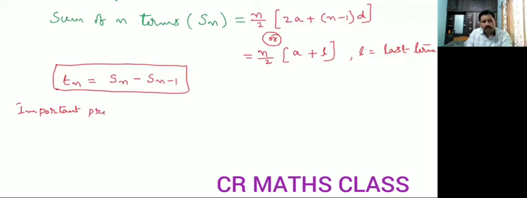Important properties. What are the important properties in an AP series? If each term of an AP is added to, subtracted from, divided by, or multiplied by a non-zero number, then the resulting sequence is also an AP series.